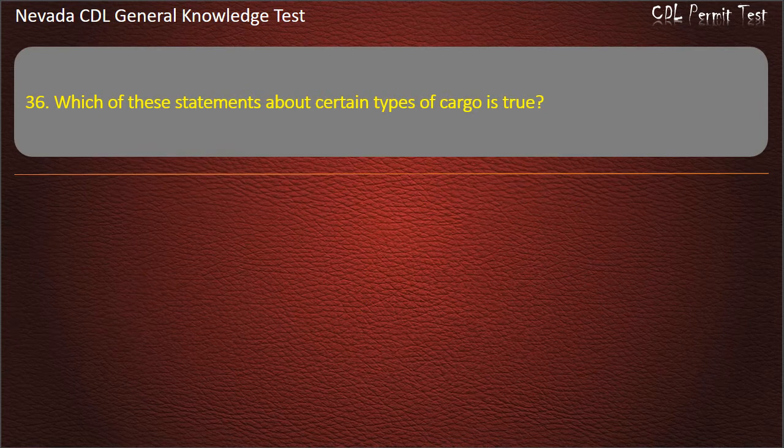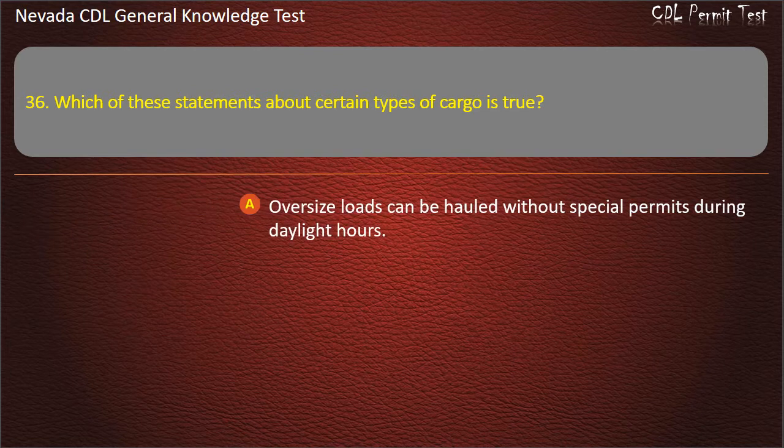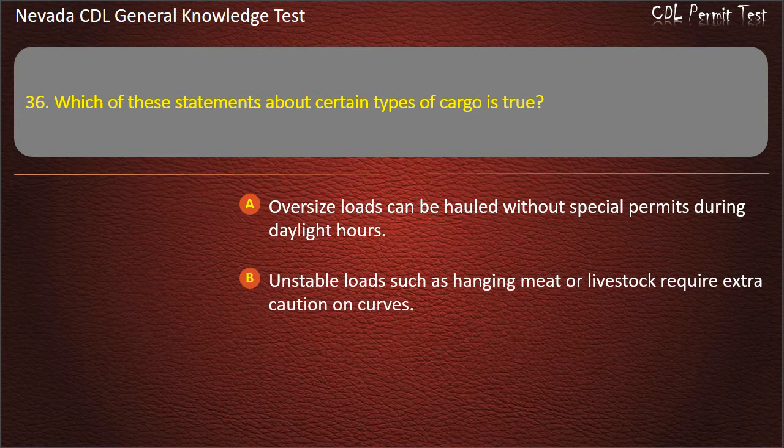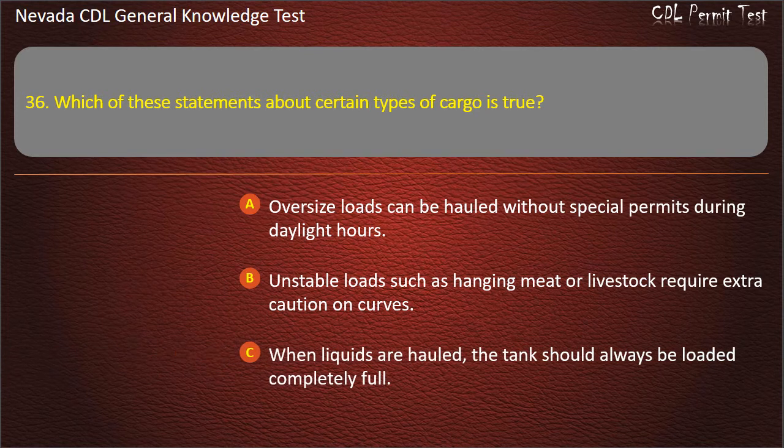Question 36. Which of these statements about certain types of cargo is true? Oversized loads can be hauled without special permits during daylight hours. Unstable loads such as hanging meat or livestock require extra caution on curves. When liquids are hauled, the tank should always be loaded completely full. Answer. Unstable loads such as hanging meat or livestock require extra caution on curves.